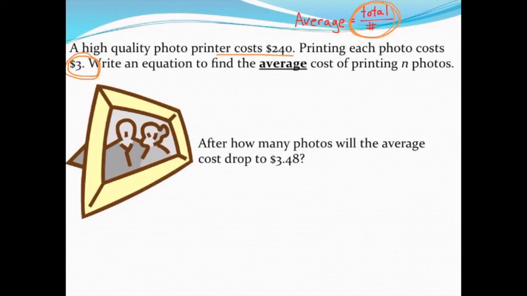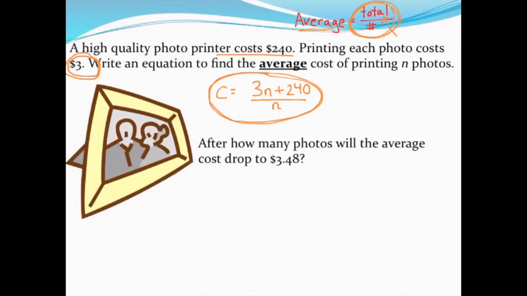So this part of your problem is just a very simple linear equation. $3 times the number of photos you buy plus the $240 you spent on the printer would give you the cost to print a certain number of pictures. But we're not interested in the total this time. Remember, we're interested in the average. And so we found our total cost. We need to now divide this by the number of pictures we're printing. In this case, that's n. And so here's our equation, our rational equation, which is going to get us the average cost of printing pictures.